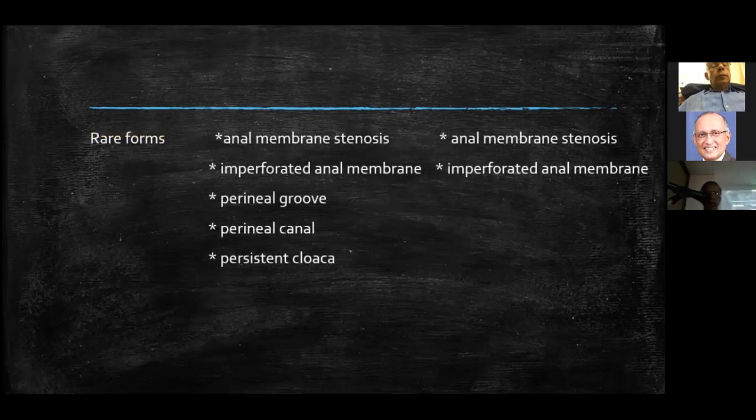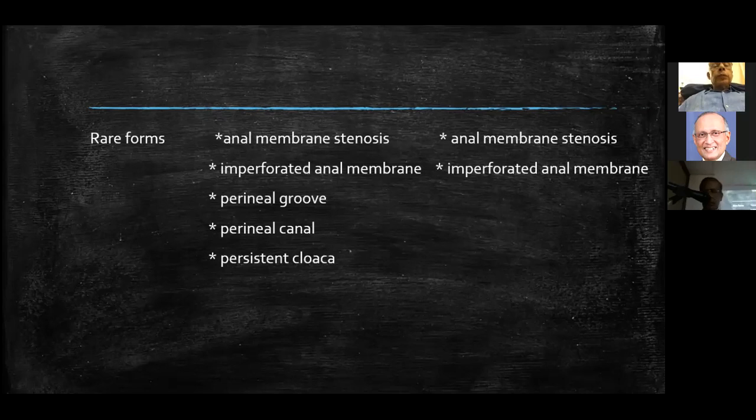And there are rare forms, like anal membrane. We were talking about the anal membrane in embryology. So there is imperforate anal membrane and stenosis. Then in the female, there are more types of lesions. One is a perineal groove. You may come across in your practice that the vulvar mucosa is continuous with the anal mucosa, the red lining. So the patient may come and say there is an abnormality. That is a simpler form of abnormality. Or it can be a perineal canal, meaning communication between the anal canal and the vagina. Or it can even be persistent cloaca.